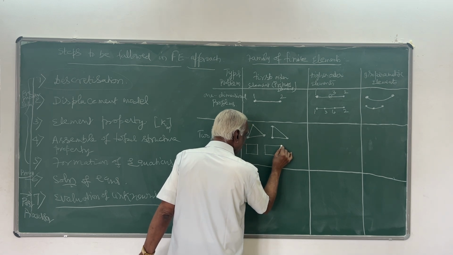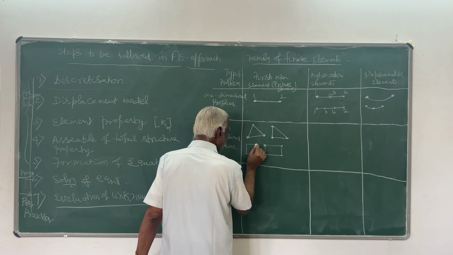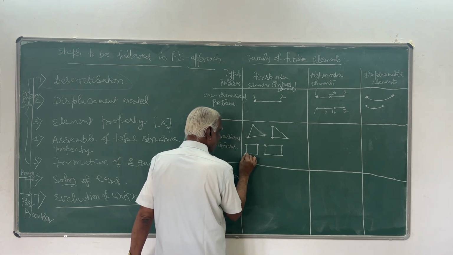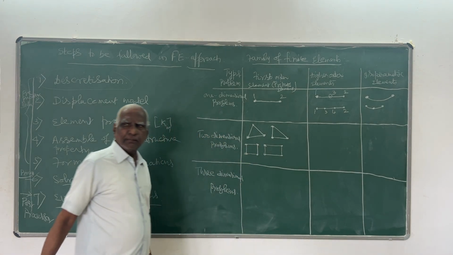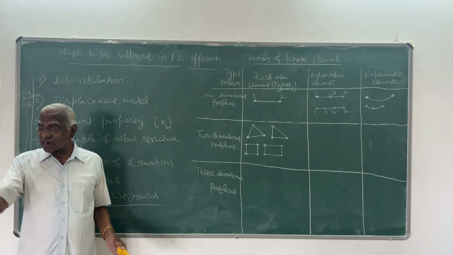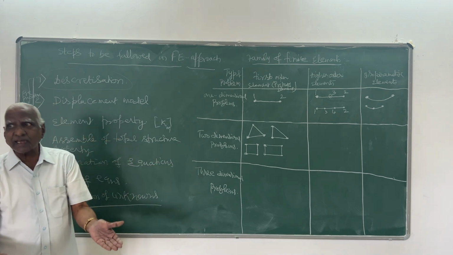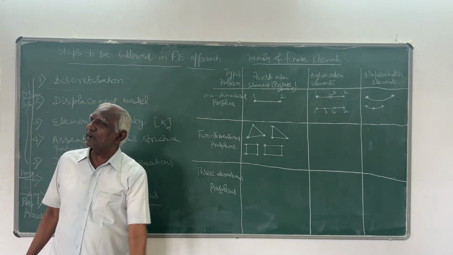Perfect rectangle, having nodes only at the corners, at the ends of the elements. The primary elements usually are in this form, not circle. Normal circle we don't use. To get the curved profile, we go for isoparametric elements.